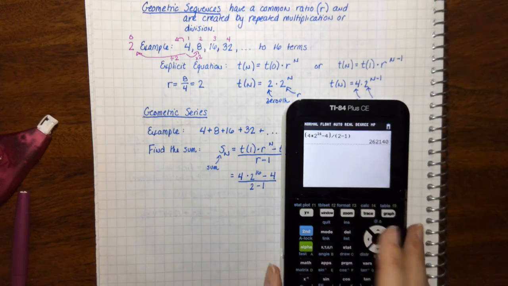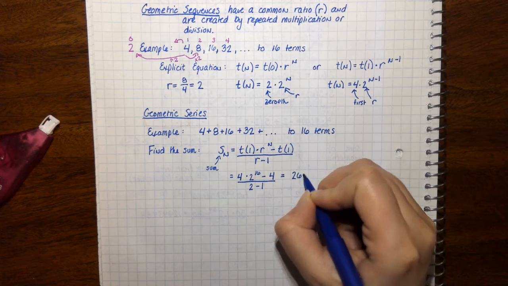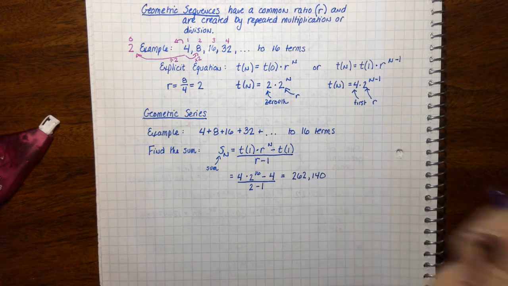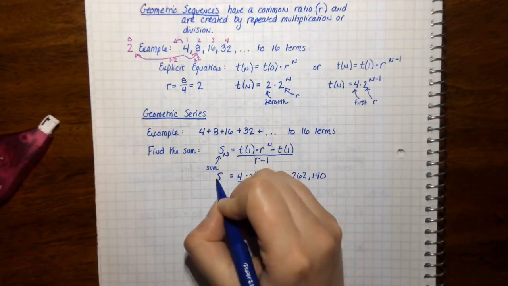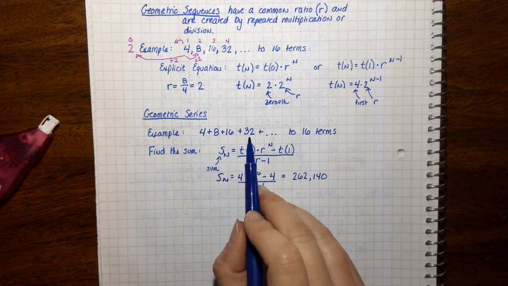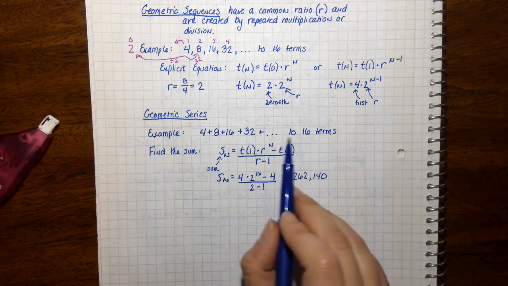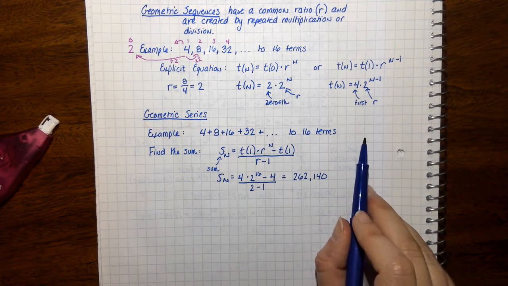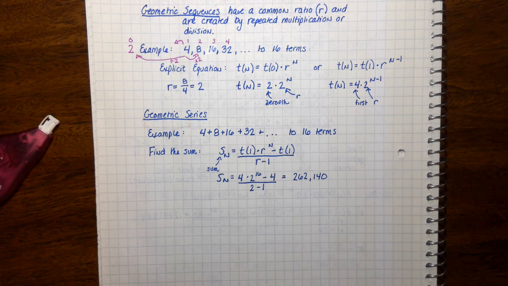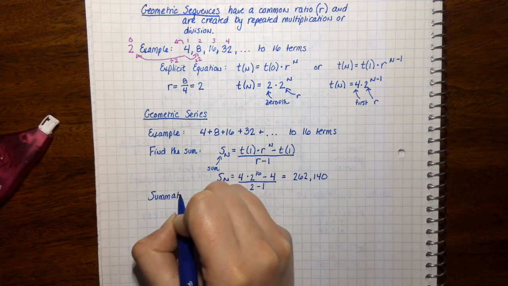Okay, so we have 262,140. So that means if I listed all of these numbers, I kept going 64, 128, 256, and so on, out to 16 numbers, and I added all of those up, the answer would be 262,140. Okay, now we are going to write this in summation notation.